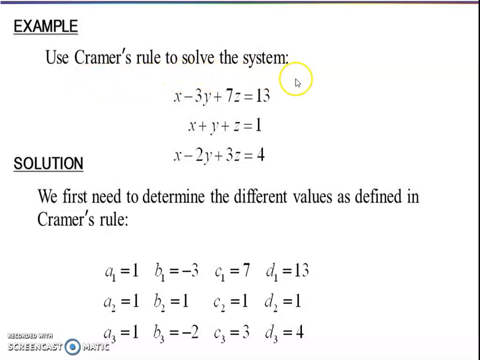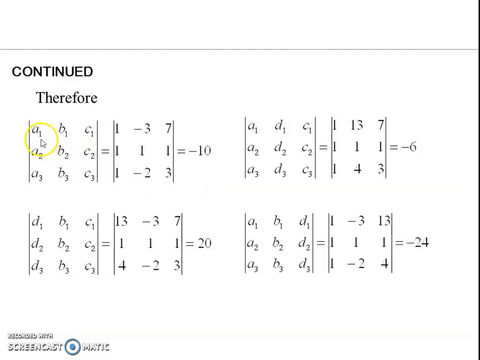Using Cramer's rule, solve the system of equations x minus 3y plus 7z equal to 13, x plus y plus z equal to 1, x minus 2y plus 3z equal to 4. We have to merge them, compare all the coefficients and put in the values. So we have to derive a1, b1, c1. I derive direct values. You must check whether the steps are right or not. You must note that down.